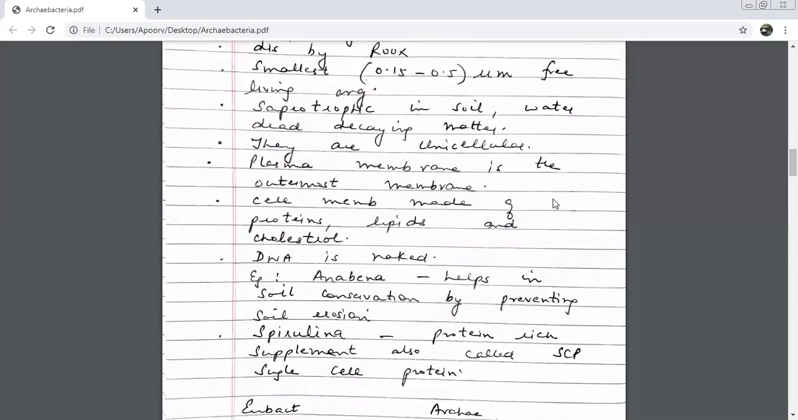However, they do have a cell membrane. The cell membrane is made up of three things. See, very interesting: proteins, lipids, and cholesterol. What are the three things which make the cell membrane of PPLOs, or you can call them mycoplasmas?